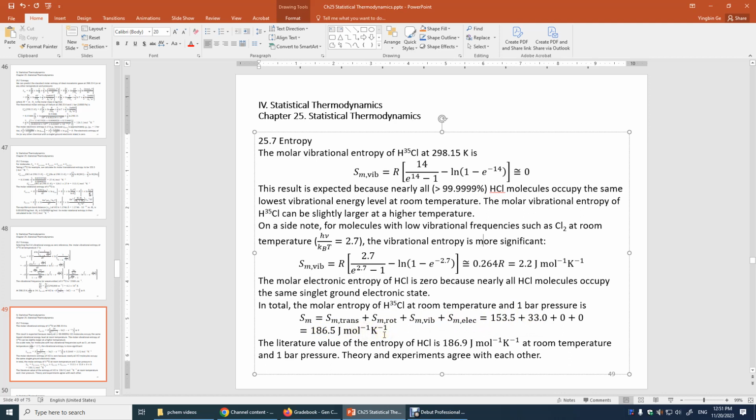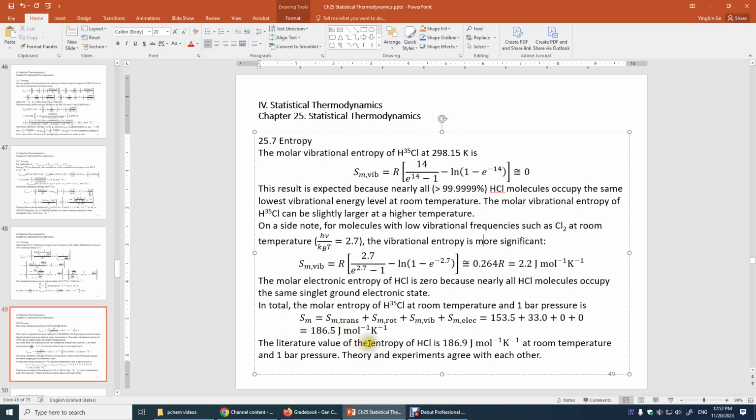Now, why do I specify chlorine 35? Because if you use chlorine 37, well, you will get a slightly higher translational entropy and a slightly higher rotational entropy as well. So this number is for chlorine 35. For chlorine 37, you'll get a slightly higher molar entropy.